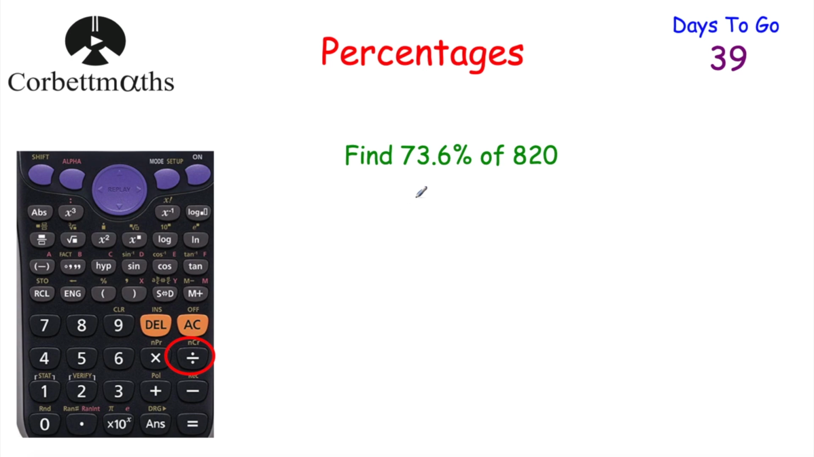Okay, next question says find 73.6% of 820. So feel free to press pause now and find 73.6% of 820. Okay, so again, we could take our 820 and divide it by 100 to find 1%, which is 8.2. And then we just multiply that by the percentage we want.